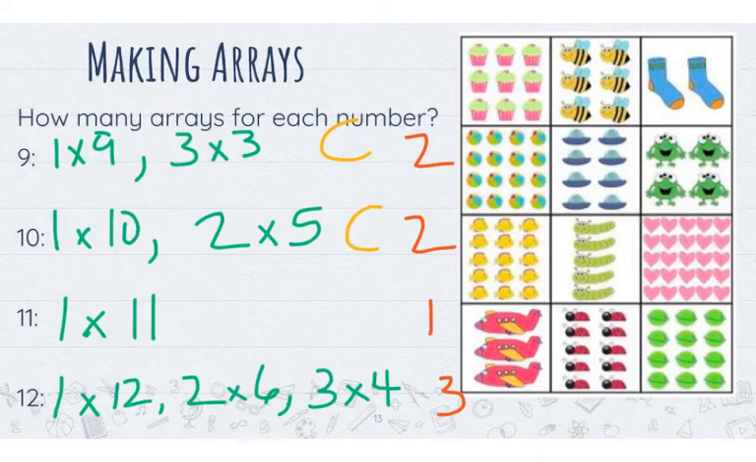Number 11 only has 1 array, so therefore that is a prime number. And the number 12 has 3 arrays, so that would also make that a composite number. So this is a pretty easy way. If you don't memorize all your primes and composites, you can always make arrays. If you can make 2 or more arrays, it's a composite number. If you can only make 1 array, it's a prime number.